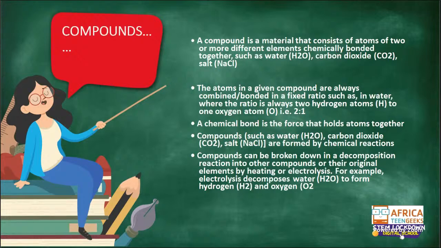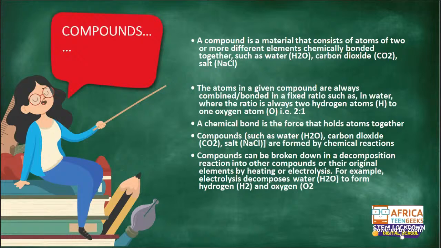Compounds such as water, H2O, carbon dioxide, CO2, and salt, sodium chloride, are formed by chemical reactions. So what do we mean by that? In a chemical reaction, at the end of the day, the components of the substances will change. They will not retain their individual or original properties. They will change because there is a chemical reaction. Let's go to the last bullet.